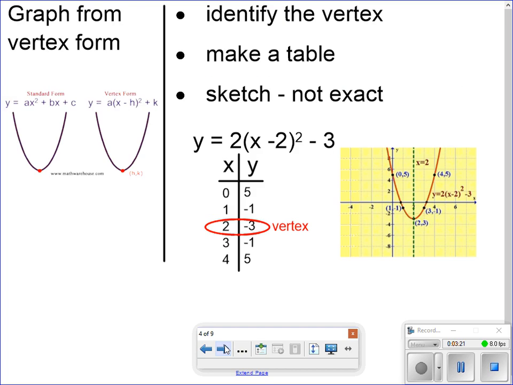When we're graphing from vertex form, we're going to identify the vertex. You're going to pull h and k. Remember that when we're pulling h, don't include the negative, and that if it changed to plus, that means that a negative value was in there. Make a table, just like we did before. Find 2 points on either side of the vertex, put them back into the equation to get out their y values, and then graph. And the sketch does not necessarily have to be exact, but we want to get it as close to exact as possible.